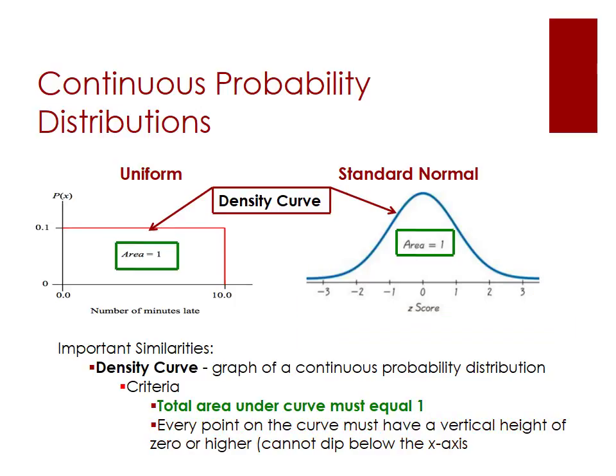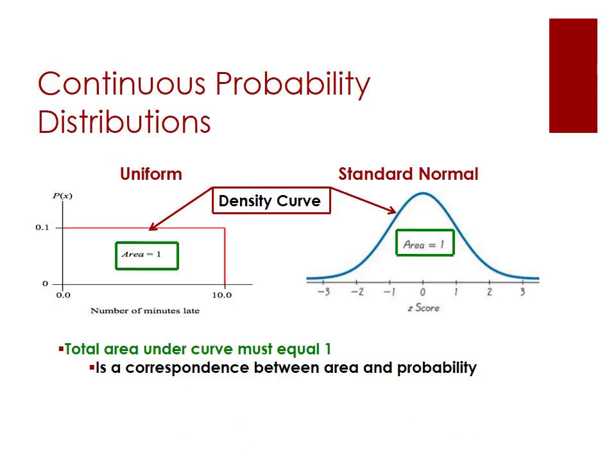The other factor that's similar between these, and that is really important, is that the total area of the curve must equal 1. You're going to find this is a very important part, so keep this in mind as we move forward. There is a direct correspondence then between area and probability, and this is what we're going to draw upon for making our probability predictions based on using the distribution.